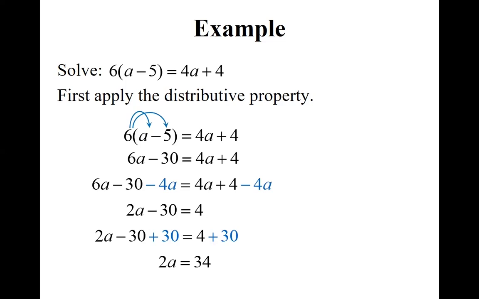We're almost done. We want to get the a by itself. We need to undo multiplying by 2. We do that with dividing by 2 on both sides. 34 divided by 2 is 17. So our final answer is a equals 17.